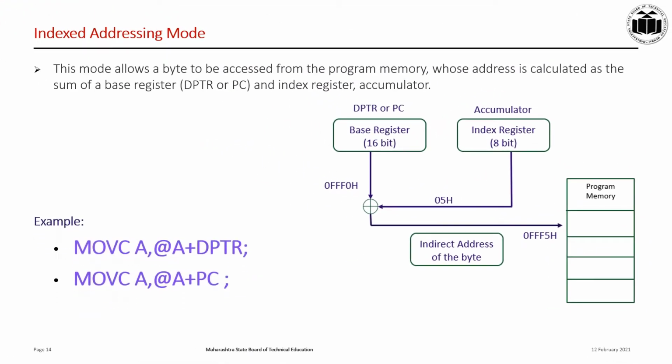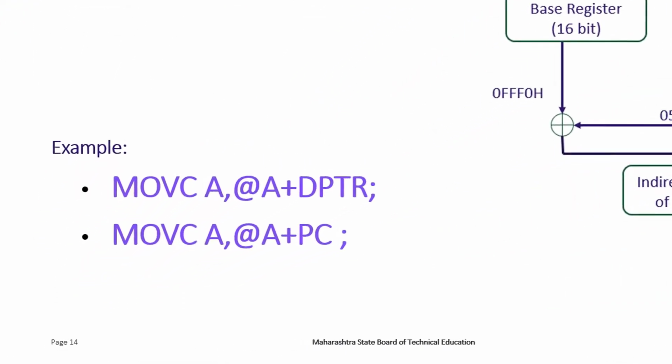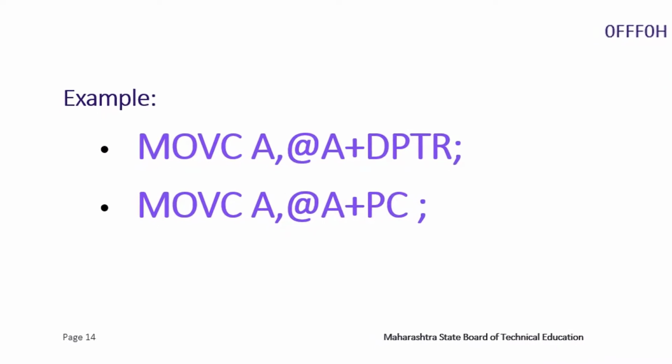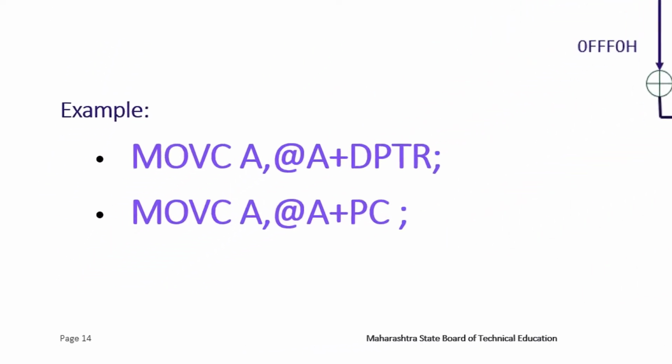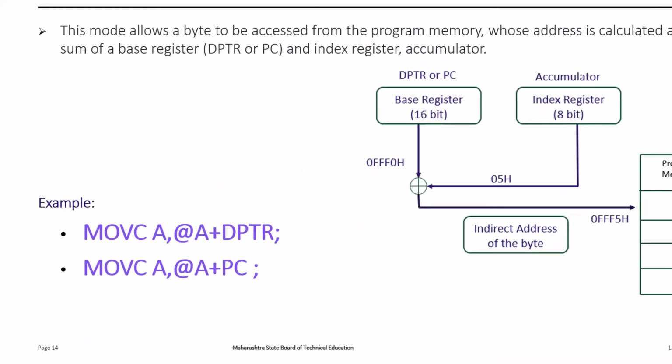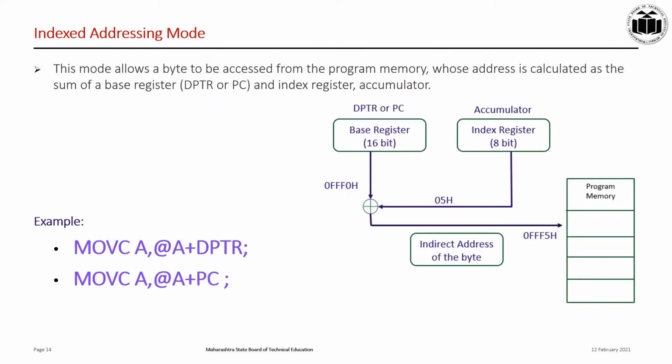Example, MOVC A, @A+DPTR. In this instruction, contents of the ROM location pointed by the sum of addresses A and DPTR are copied to accumulator. In this case, the data pointer holds the base address and the accumulator holds the index or displacement.